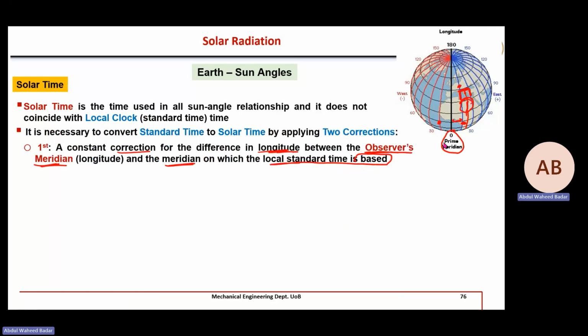And to account for this correction, here is one factor which we will study, because the sun takes about 4 minutes to traverse 1 degree of longitude. So the longitude changes by 1 degree in 4 minutes, right?